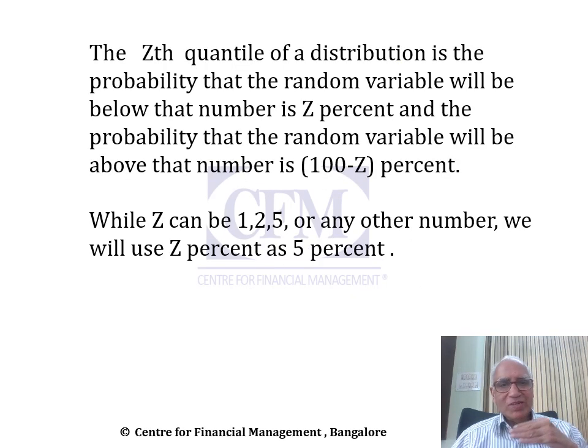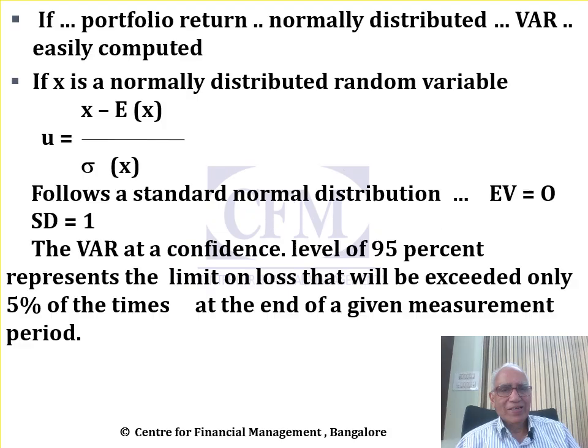The z quantile of a distribution is the number below which the probability that the random variable will fall is z%, and the probability that the random variable will be above that number is 100 minus z%. While z can be 1, 2, 5 or any other number, we will use z% as 5%. If the return on a portfolio is normally distributed, VAR can be easily computed.